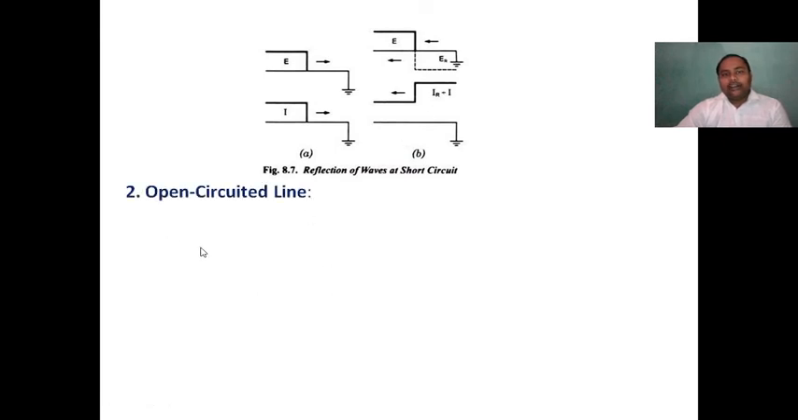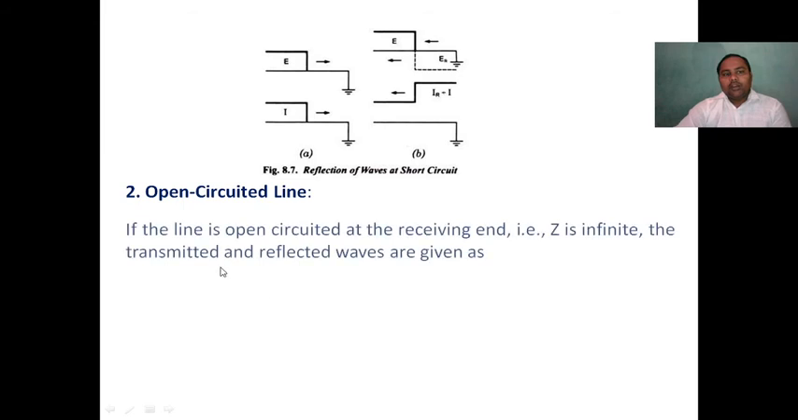Open circuited line. If the line is open circuited at the receiving end, Z is infinite. If the line is open circuited, definitely the impedance is infinite. The transmitted and reflected waves are given as: transmitted voltage is 2 times of E.